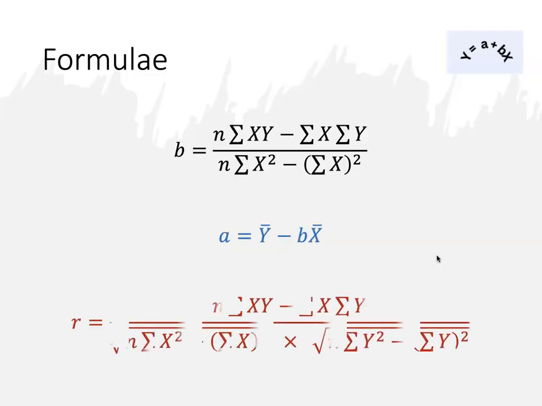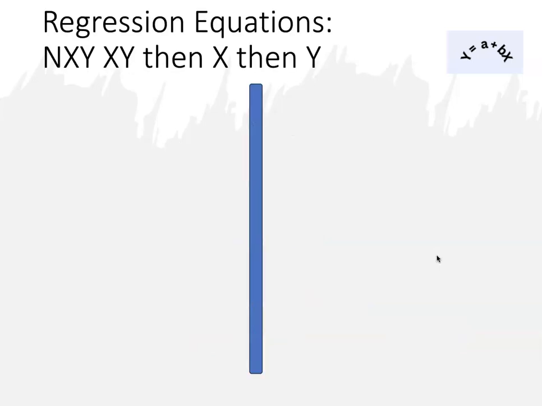Now, these are our regression formulas, and we're not going to go through it this way. We're going to look at a much simpler version. We're going to learn nexi xi, then x, then y. So, nexi xi looks like this: n times the summation of xy minus summation of x times summation of y. So, nexi xi. Then x.